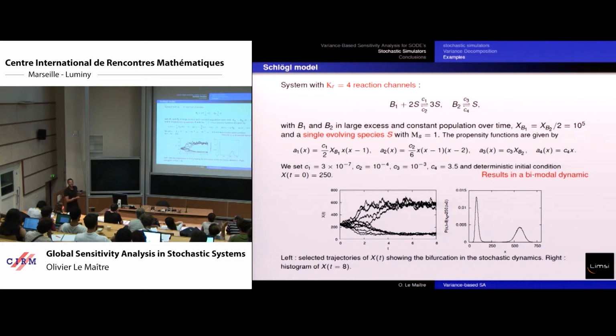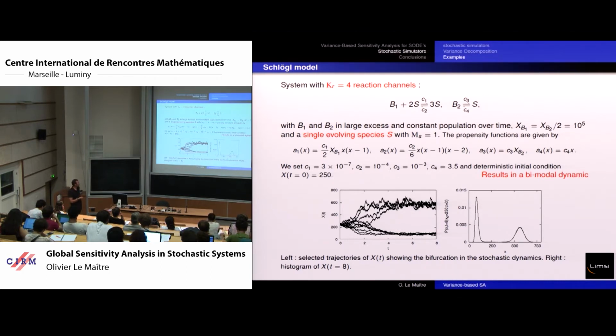Now, a more complicated system. This is a Schlögl system. It's just 4 reactions, well, actually 2 reverse reactions. We have 3 species, B1, S, B2, but B1 and B2 are considered in large excess and are considered constant. So we just model the evolution of the number of individuals of species S, that we call X. Here are the propensity functions. So you have 2-body reactions, 3-body reactions, etc. And here are some trajectories.